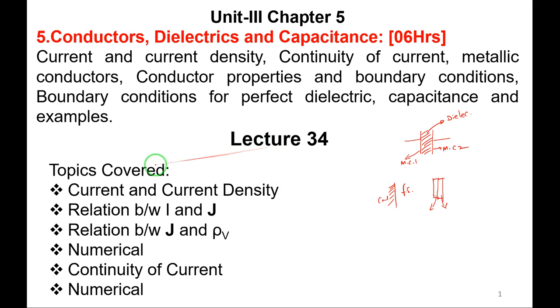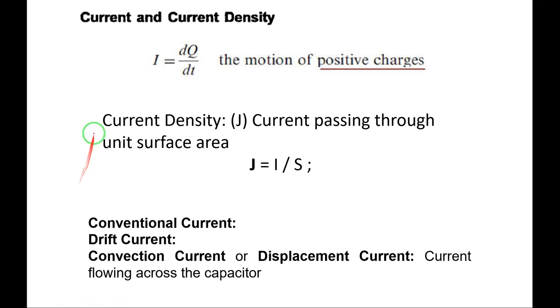Okay, what we are going to study today, we'll see the relationship between current and current density, that is the relationship between I and J. Then the relationship between the current density and the volume charge density, J and rho v, the numericals, the continuity equation of the current, and numericals. All these things we are going to study one by one, right?